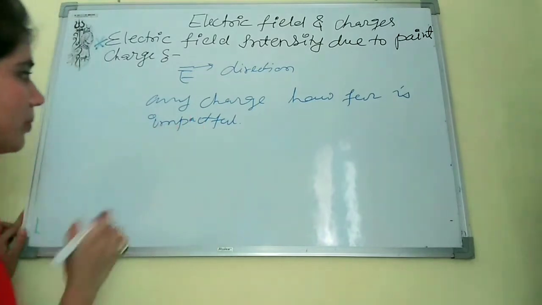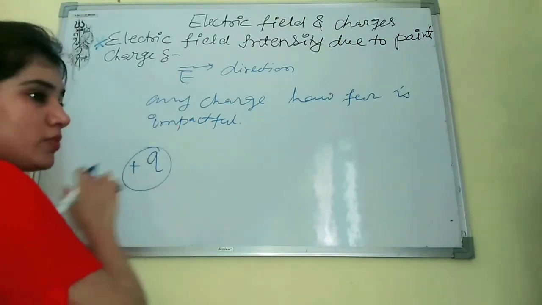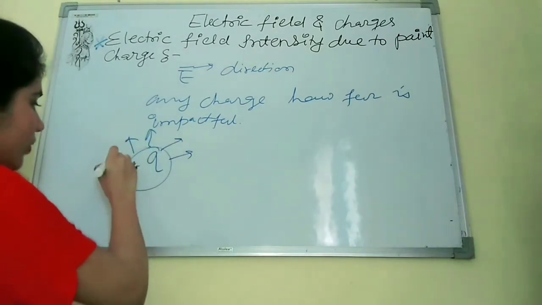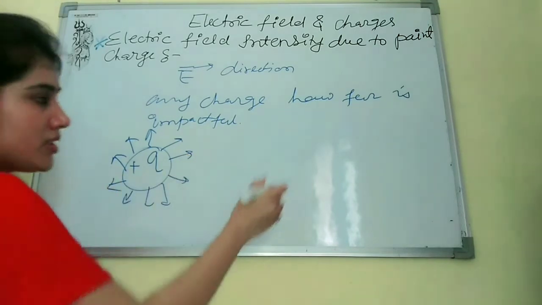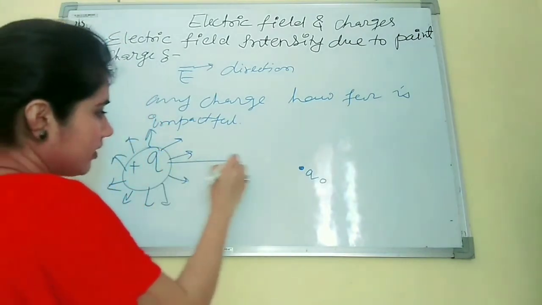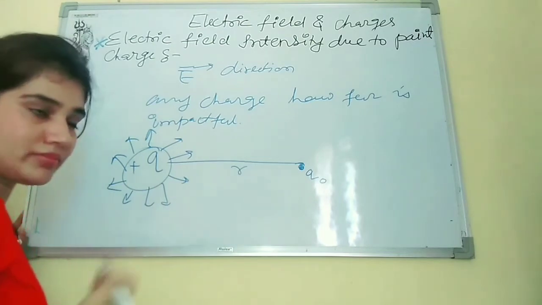Suppose we have a charge plus Q. Obviously it is plus Q, so the direction of the electric field will be away from the charge. At some distance we have put a point charge, that is Q naught. Suppose the distance between both charges is R.